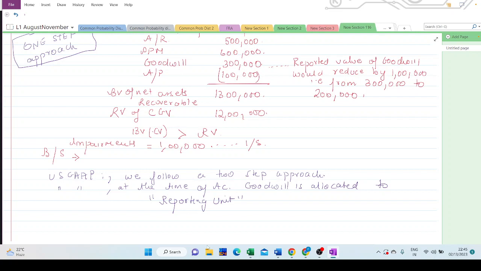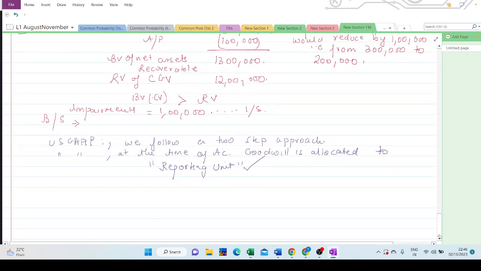And testing for impairment is conducted at the reporting unit level. Right, just like testing for impairment under IFRS was done at the CGU level, in US GAAP testing for impairment is done at the reporting unit level. ठीक है ना? So the first step, please write down. First step क्या है? First step is we check whether impairment exists. Please write this down. We check whether impairment exists.